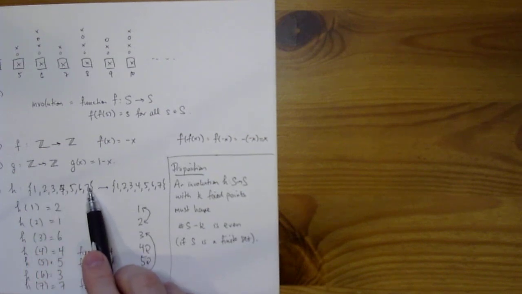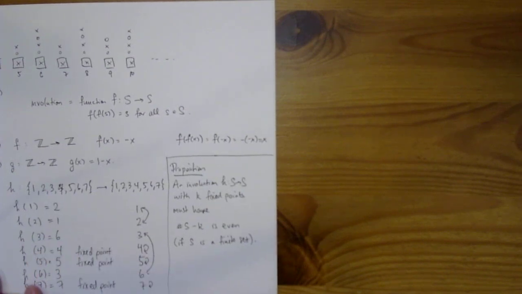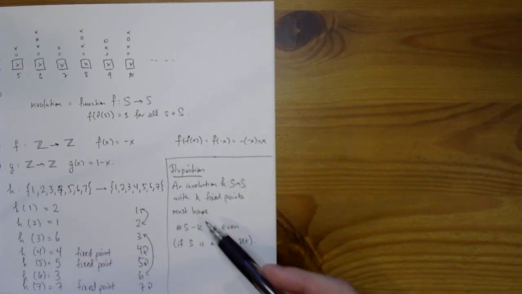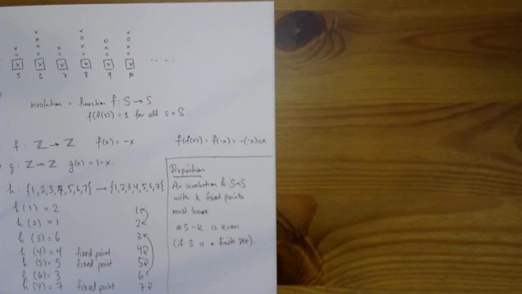We have 7 things in S, and there are 3 fixed points. And what I'm saying is that 7 minus 3 is even, and that this always happens. In other words, if you make an involution on, say, a 7-element set, then the number of fixed points has to be odd.